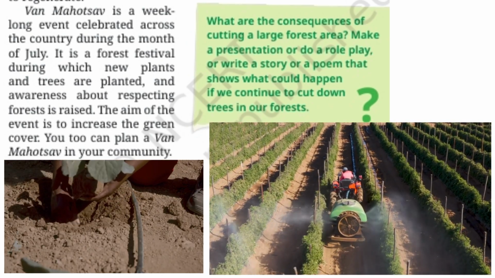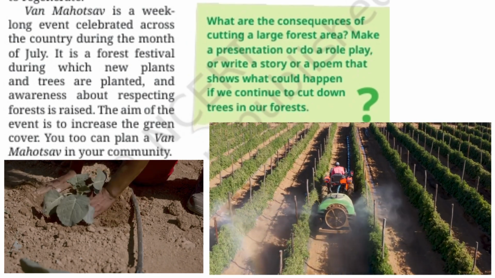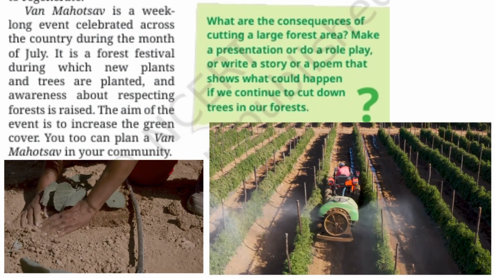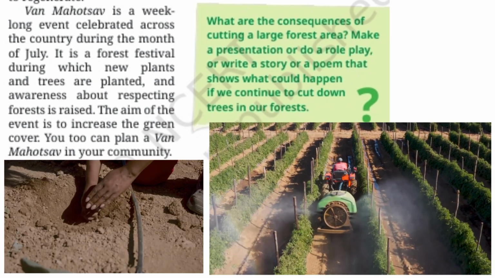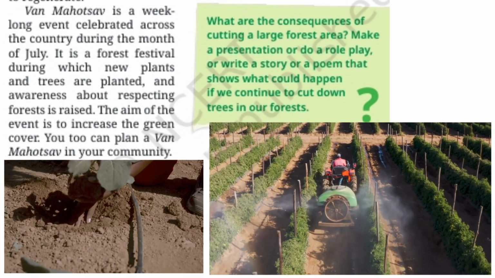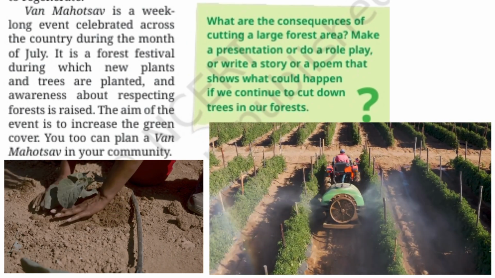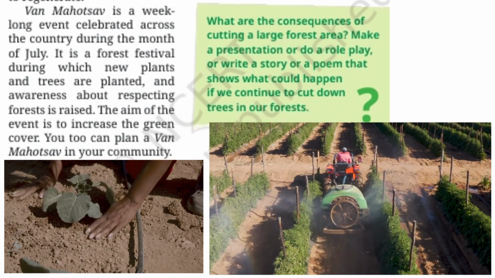Vana Mahotsava is a week-long event celebrated across the country during the month of July. It is also called a forest festival, in which new plants and trees are planted and awareness about respecting forests is raised. The aim of the event is to increase the green cover. We want to increase the plants.